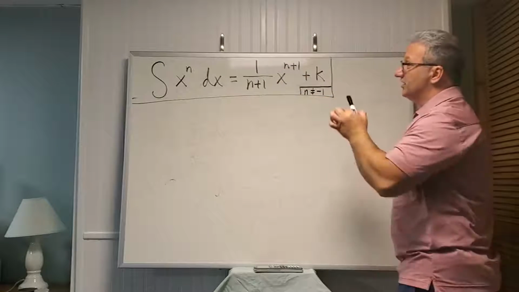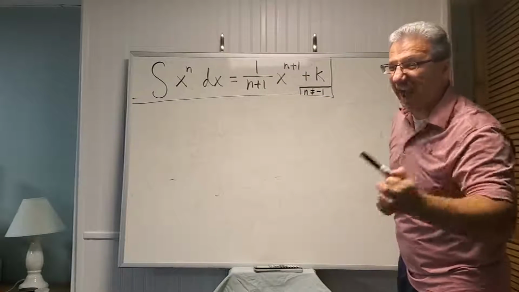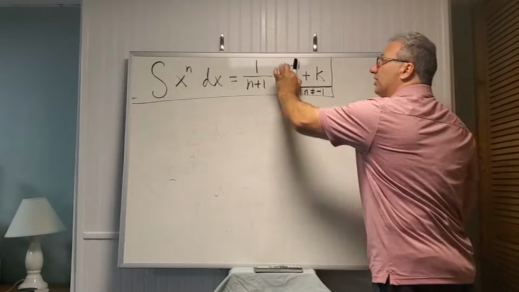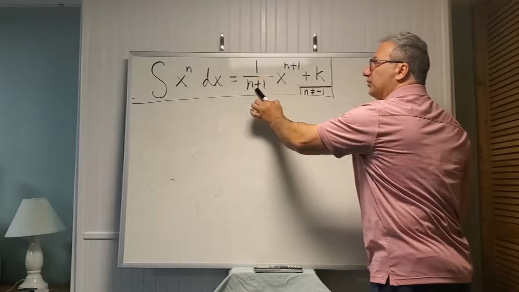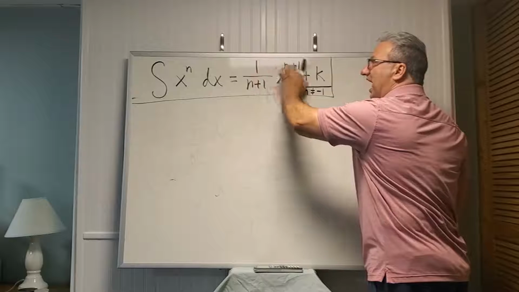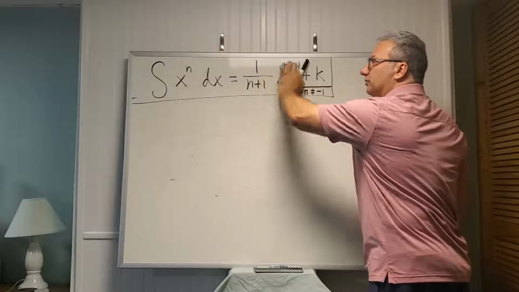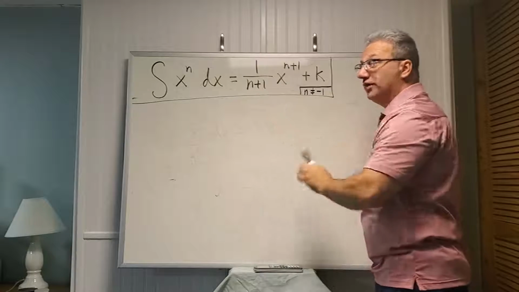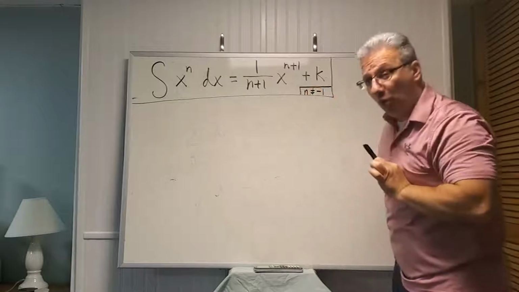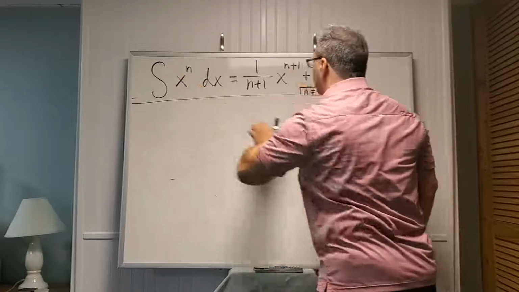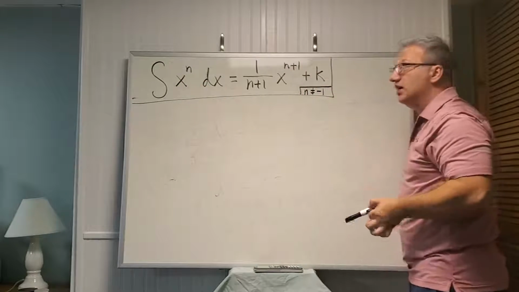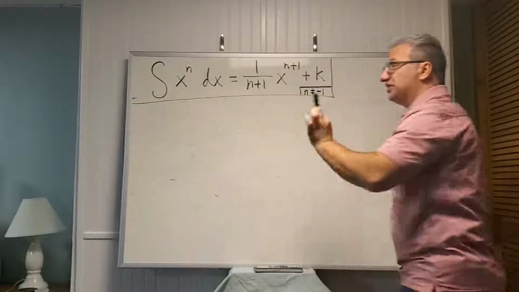How do I know? Because I can take the derivative fast. How do you take the derivative? Bring the power down. 1 over n plus 1 times n plus 1, they multiply out, these cancel, and you get 1. Subtract 1 from n plus 1, you get n. The derivative of k is again 0. So this is a perfectly true statement.